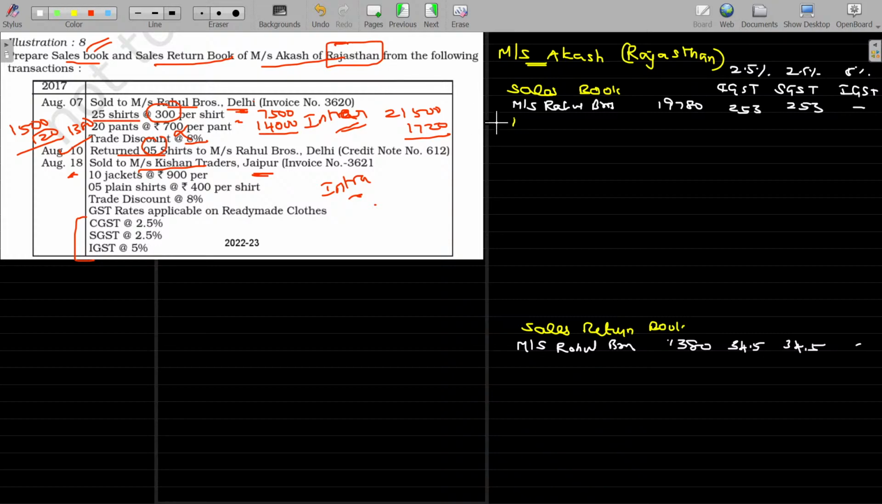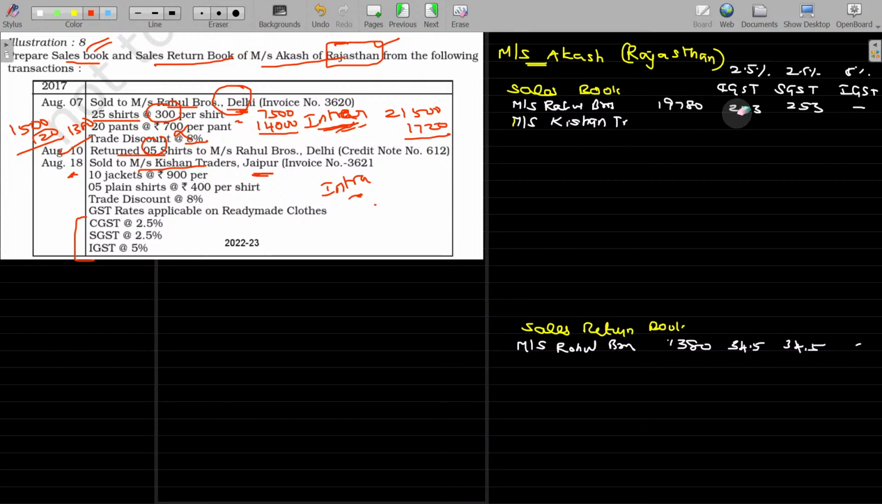Okay, Mrs. Kishan Traders, Jaipur. The others. Oh, first one is Delhi, no? Then it is inter. This one is inter. Because Rajasthan sale is in Delhi, then this is inter and intra.